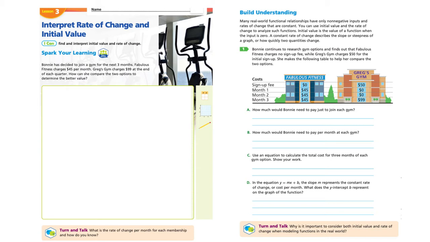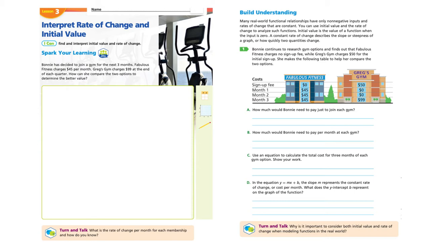to compare. Turn and talk: what is the rate of change per month for each membership and how do you know? Remember that m is the slope and that is the rate of change, the change in the rise over the change in the run, so rise over run. So go ahead and pause there, work on that, and then we can look at the build understanding.